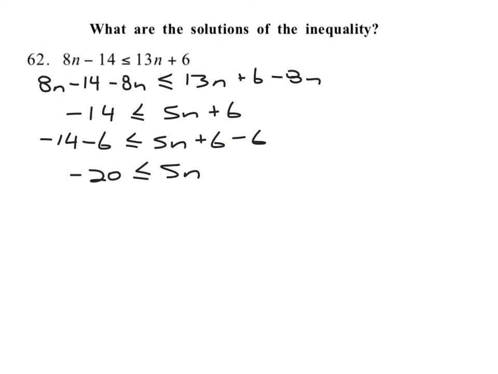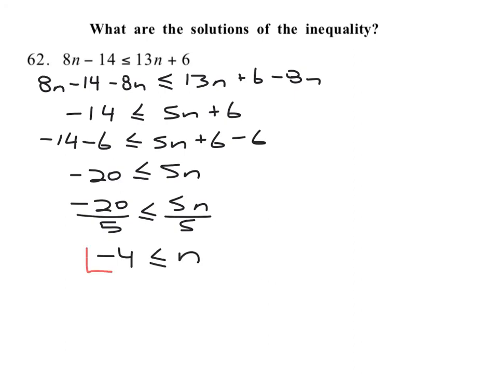Now I divide both sides by 5. Negative 20 divided by 5 is less than or equal to 5n divided by 5. Negative 4 is less than or equal to n. That is the answer.